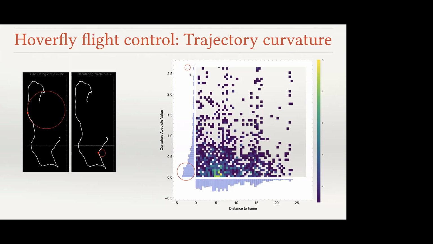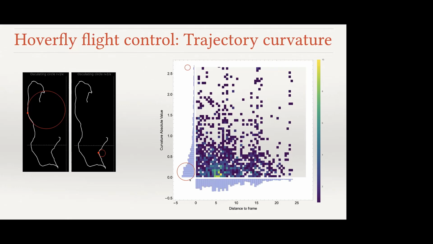So this is a complicated figure. So I'll go with one axis first. And this axis is your curvature values. Smaller circles, sharper turns on the top, and larger circles, straighter paths at the bottom. So if you look at this distribution of values, the hoverflies tend to, the majority of the time, do straight paths, and very infrequently they do sharp turns, right?